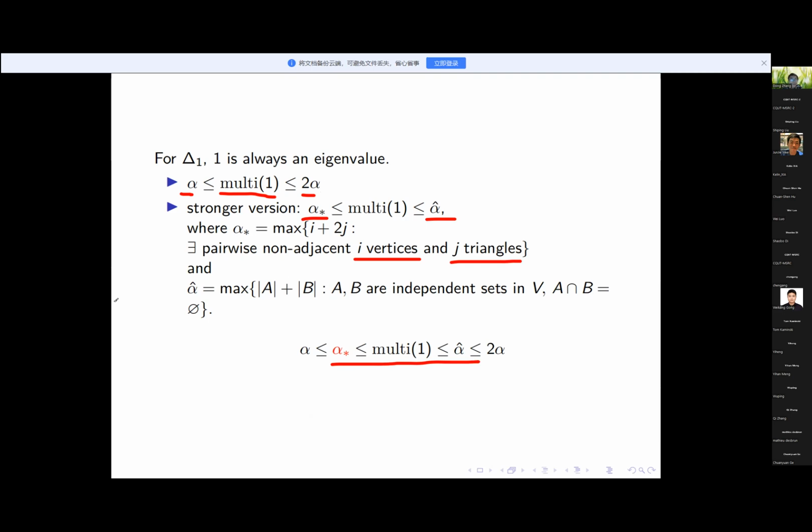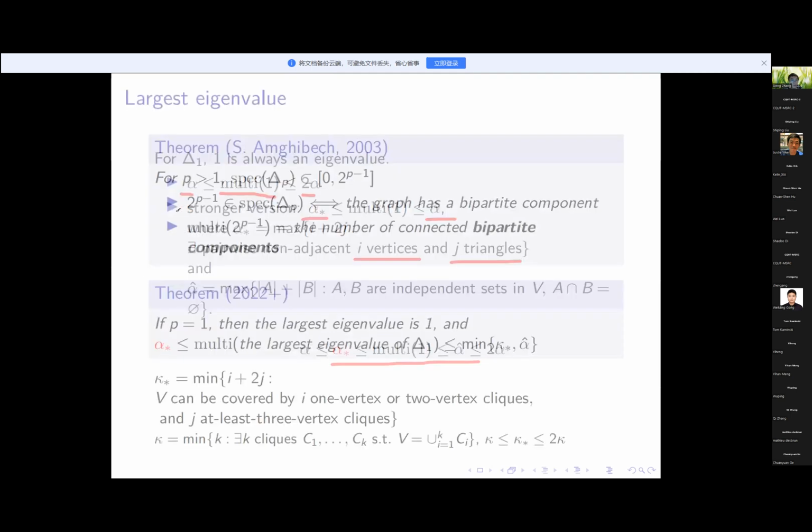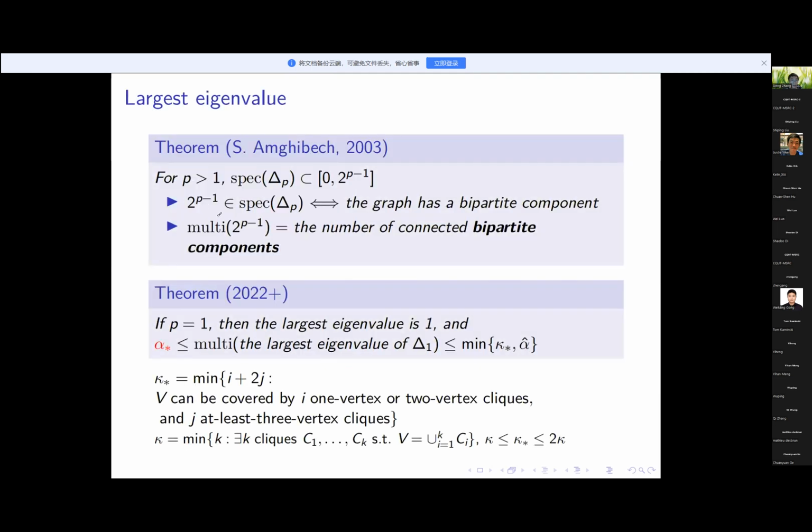For the largest eigenvalue, if p is larger than 1, then we have these properties. The number 2 to the power p minus 1 is an eigenvalue of the graph p-Laplacian if and only if the graph has bipartite components, and its multiplicity equals the number of connected bipartite components. If p is 1, then the largest eigenvalue is always the number 1, and I can show you a very strong estimate for the multiplicity of the largest eigenvalue 1 of the graph 1-Laplacian.